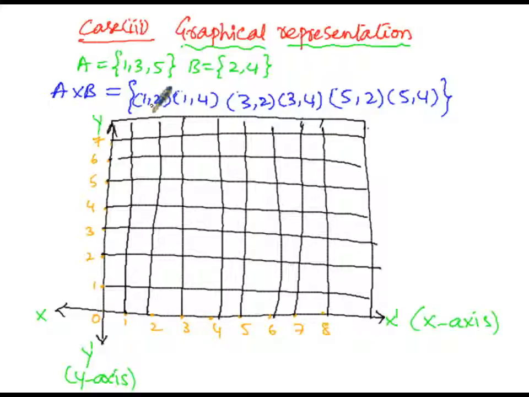Every point is represented by means of an ordered pair which consists of x and y coordinates. So your x coordinate is 1 and the y coordinate is 2, and similarly so on. So your x coordinate is 5 and y coordinate is 4 in the last ordered pair. So now let us plot all these points. So your first ordered pair is 1, 2. On the x axis we have to see 1 and on the y axis we have to see 2. So therefore 1, 2, the point lies here, and the next ordered pair is 1, 4.